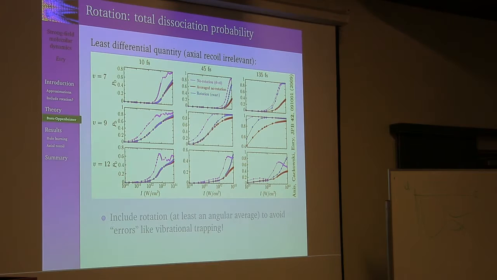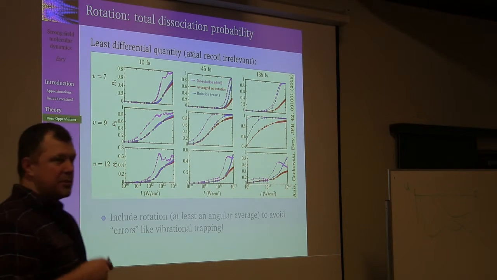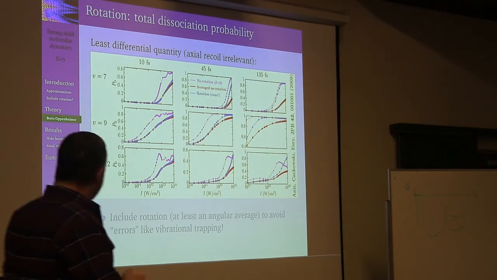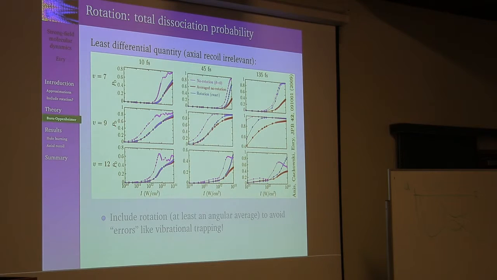Okay? Moreover, you'll notice that for these reduced dimension calculations, the ones with no rotation, the dissociation probability goes up and then back down. Right? Reminiscent of the stabilization that Lars was talking about, that other people talked about long ago. In the molecular problem, that's called vibrational trapping. Okay? We'll get to that in a second.